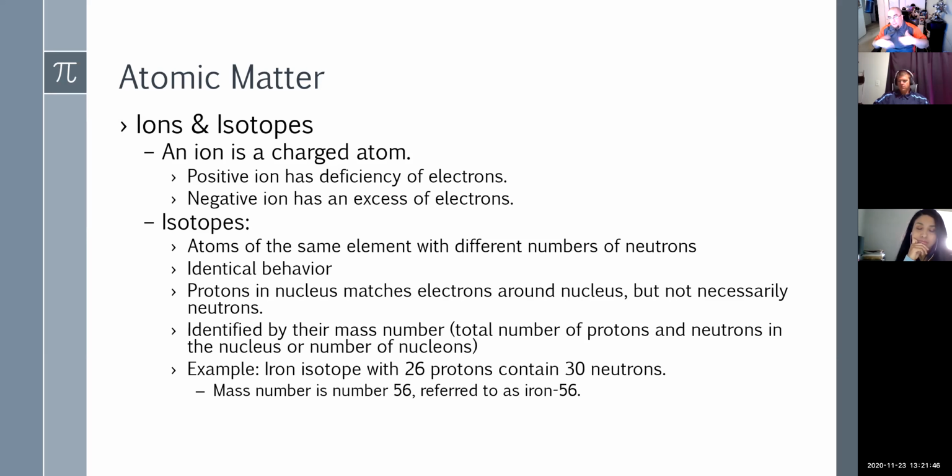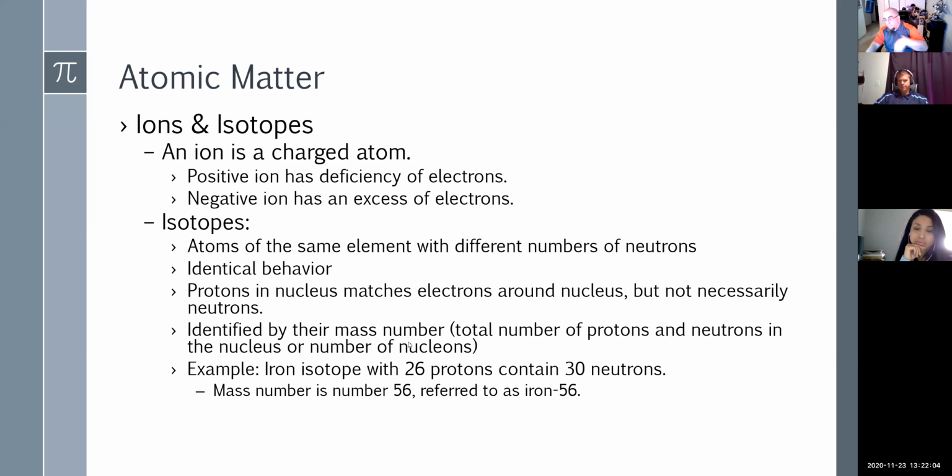So if we have an iron isotope with 26 protons that has 30 neutrons, normally it'd be 26 and 26. In this case, it's got 30. So we often refer to it as iron 56. So we refer to it by the mass of the actual isotope, right?